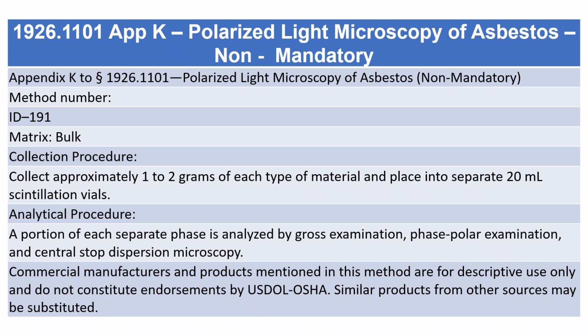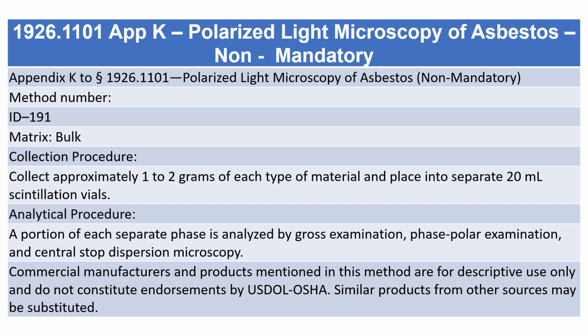Matrix, bulk. Collection procedure: collect approximately 1 to 2 grams of each type of material and place into separate 20 milliliter scintillation vials. Analytical procedure: a portion of each separate phase is analyzed by gross examination, phase polar examination, and central stop dispersion microscopy.